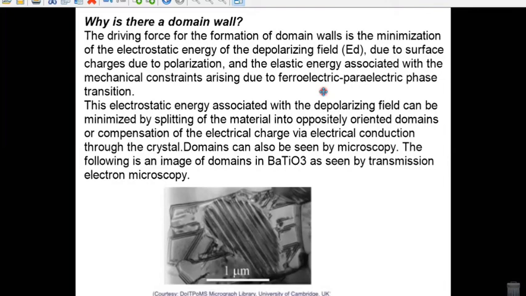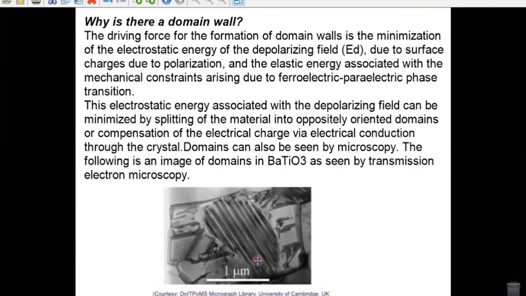And this is the typical TEM image where you can see the domains in the BaTiO3 crystal. This is the ferroelectric switching and the domains which are being characterized in the hysteresis loop of a ferroelectric material.